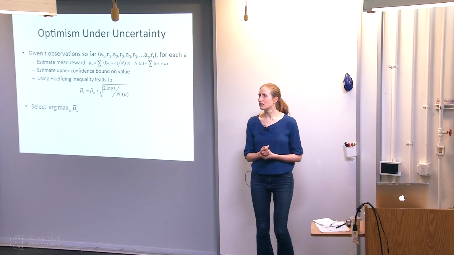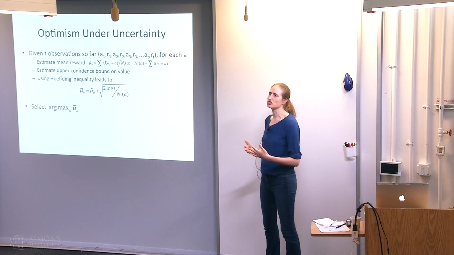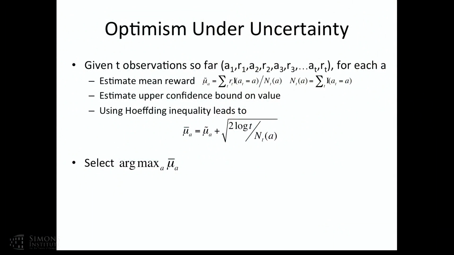T is the total number of rounds that you have? T is the total number of times you've pulled any arm. Again, you can think of that as union bounding over the concentration inequalities to make sure these all hold simultaneously.